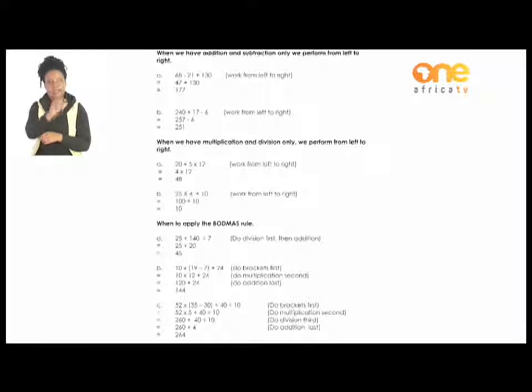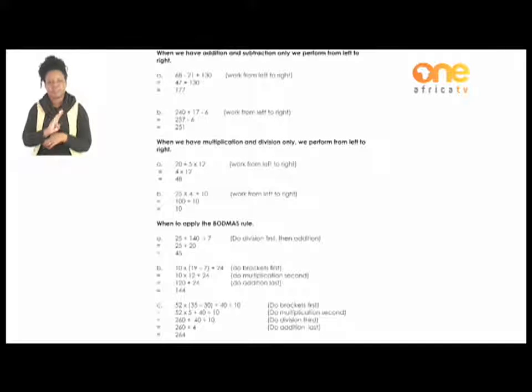68 minus 21 plus 130. Here we have two operation signs: a subtraction and an addition. Now we need to apply BODMAS. Remember, BODMAS works from left to right. Addition and subtraction are like brother and sister: the one that comes first, that one we do first. So here we have a subtraction first, and that part of the sum we will do first. So we say 68 minus 21 equals 47, plus the 130. And now we do the addition sum, where we say 47 plus 130 equals 177.